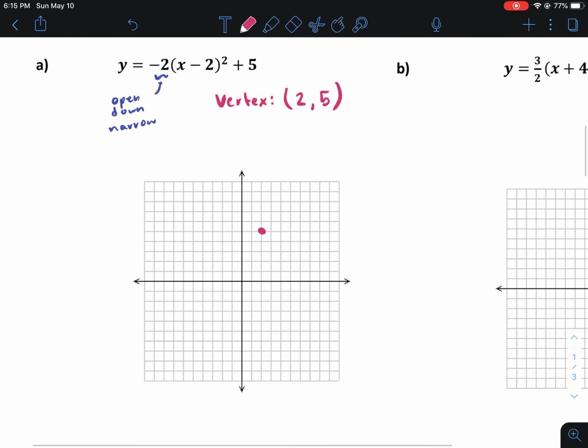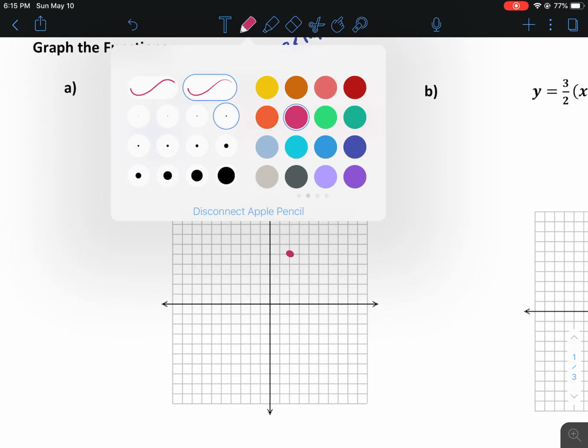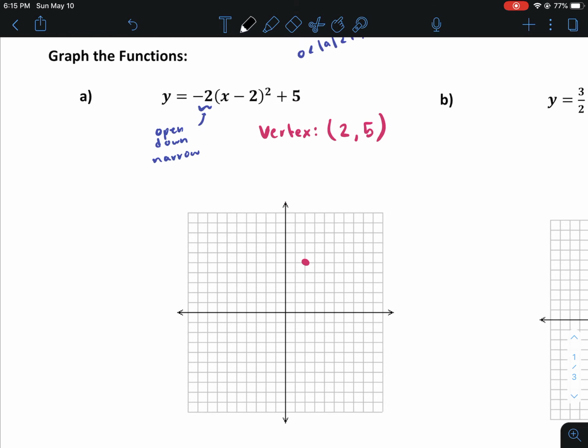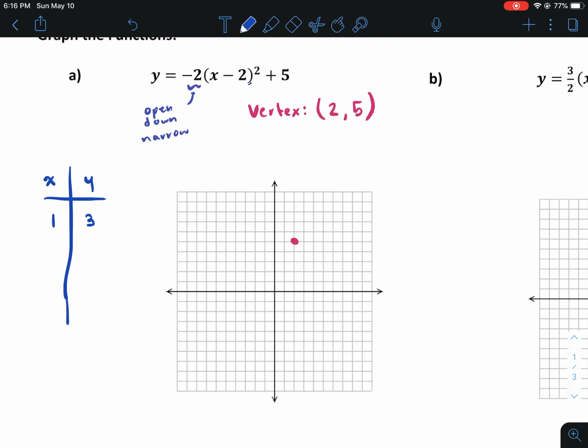And so the question is, how do we graph the rest of this graph? Once we have the vertex, we can just find 2 or 3 points around it by making a table. If I know my vertex is at 2, let's see what I get when I plug in a 1, right? 1 minus 2 is negative 1. Negative 1 squared is 1. Times negative 2 is going to give us negative 2. Negative 2 plus 5 is 3. So if I have a point at 1, 3, then I must also have a point at 3, 3, right?